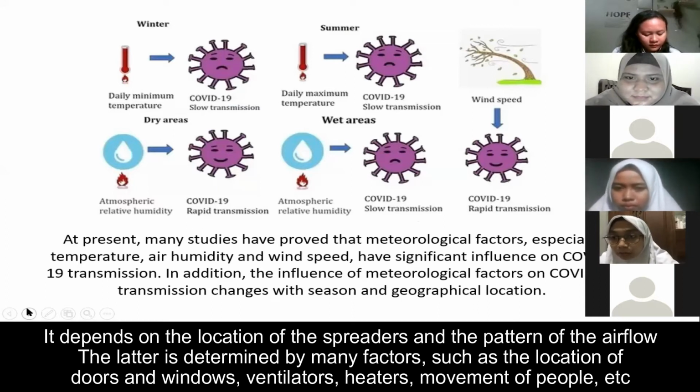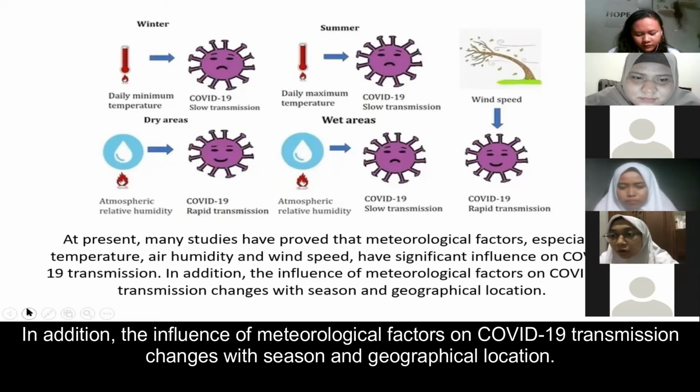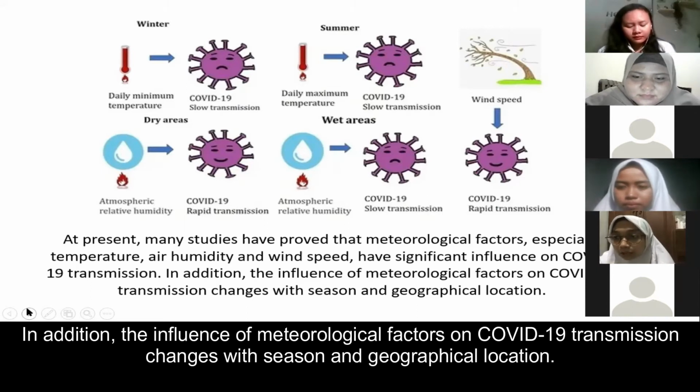The latter is determined by many factors such as the location of doors and windows, ventilators, heaters, movement of people, and etc. At present, many studies have proved that meteorological factors, especially temperature, air humidity, and wind speed, have significant influence on COVID-19 transmission. In addition, the influence of meteorological factors on COVID-19 transmission change with season and geographical location.